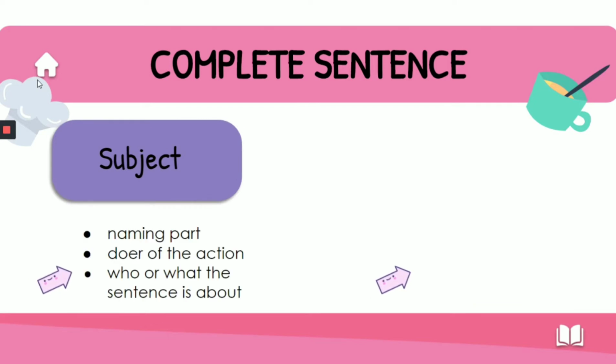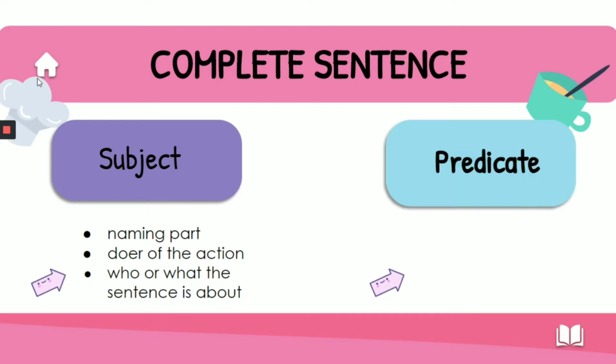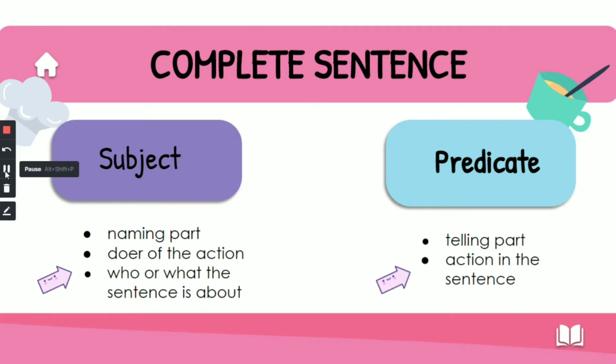And what is the subject? It is the meaning part or the doer of the action, or it is the one who or what the sentence is about. And what about the predicate? Predicate is the telling part of the sentence and it is the action in the sentence. Let's study some sentences for us to understand it better.